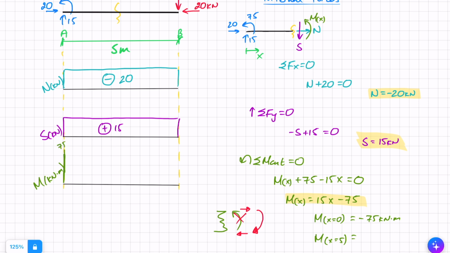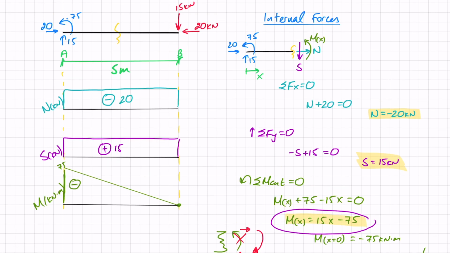When x equals 5, I get 15 times 5 minus 75, and you can quickly find out that that is 0, and that makes absolute sense, right? This is a free end, so it makes sense that it's 0 here. I can see from this equation here that this is a linear line, so it's going to be a straight line from that 75 to 0, and it's going to look like this.